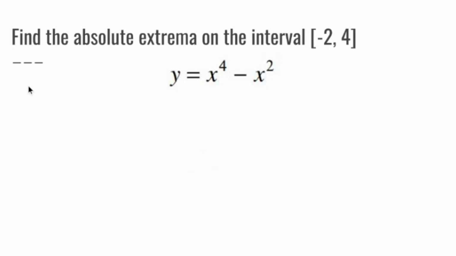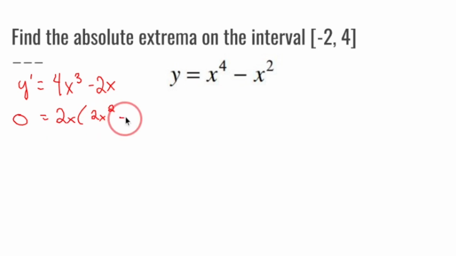First things first, I need the derivative. So y prime is going to equal 4x to the third minus 2x. Drop the 4, make that a 3, drop the 2, make that a 1. So let me factor some stuff out. Set it equal to 0 and factor. I can bring out a 2x. When I do that, that becomes 2x squared minus 1. When you have factors multiplying together equaling 0, you're going to use the zero product property, set each factor equal to 0.